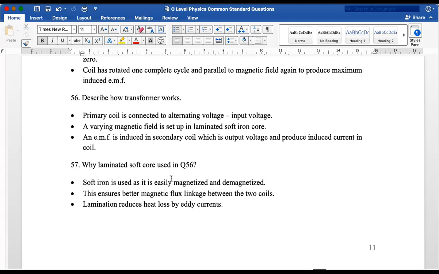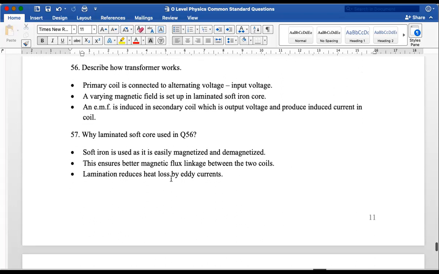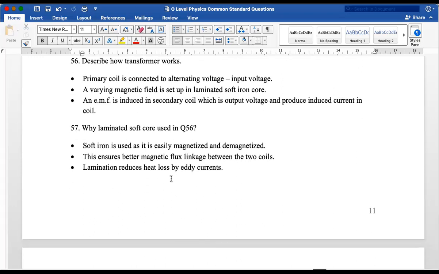Describe how a transformer works. The primary coil is connected to an alternating input voltage. A varying magnetic field is set up in the laminated soft iron core. EMF is induced in the secondary coil, which is the output voltage, and produces induced current in the coil. Why is laminated soft iron used? Soft iron is easily magnetized and demagnetized, and this ensures better magnetic flux linkage between the two coils. Lamination reduces heat loss by eddy current.